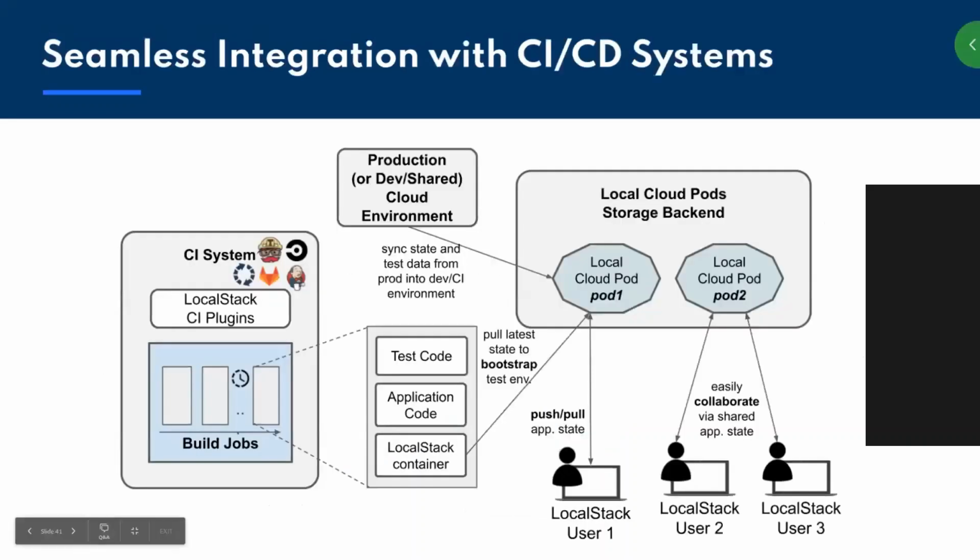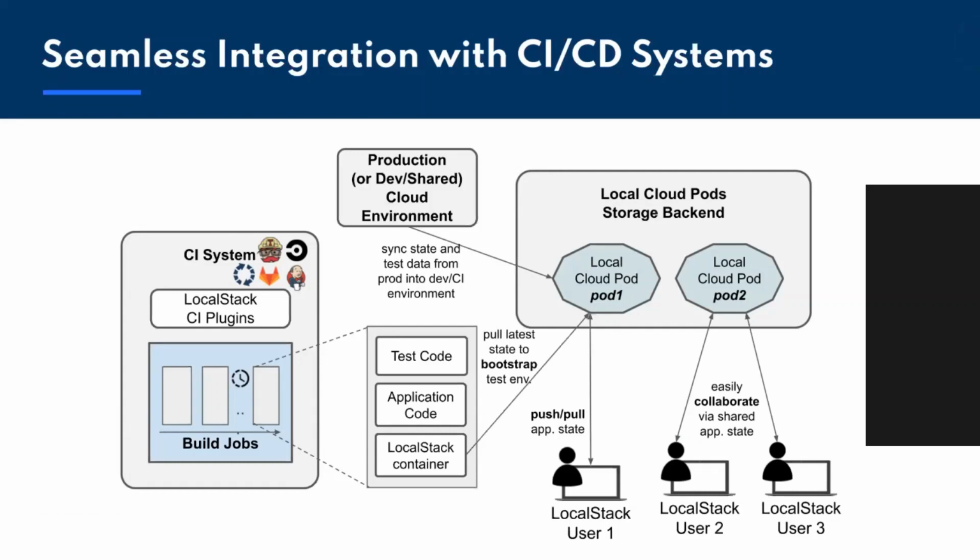If we go to the next slide. This concept of local cloud pods is very helpful in the context of working with your team members and colleagues, but it's also very helpful when you integrate it into your entire CI/CD environment. You can now easily integrate LocalStack with your CI system and its build jobs that are running there. So your test and application code would be part of the CI/CD pipeline together with a LocalStack container. The LocalStack container can then pull the latest state into the CI pipeline from this cloud pod registry that we would offer here.